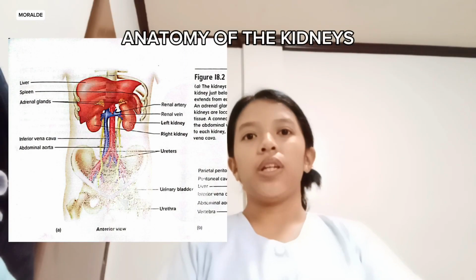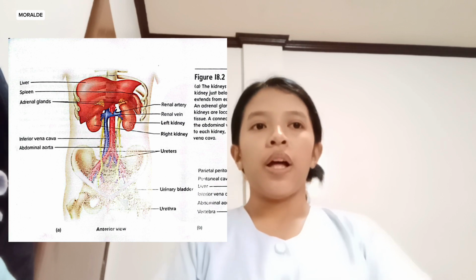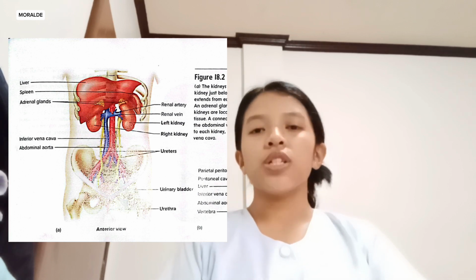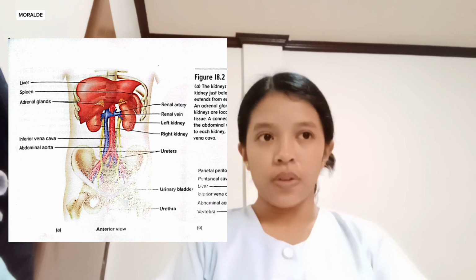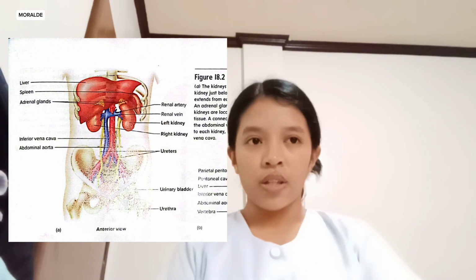External anatomy of the kidney. The kidneys are behind the peritoneum, or retroperitoneal, and are located on each side of the vertebral column. They are bean-shaped organs, each about the size of a tightly clenched fist.